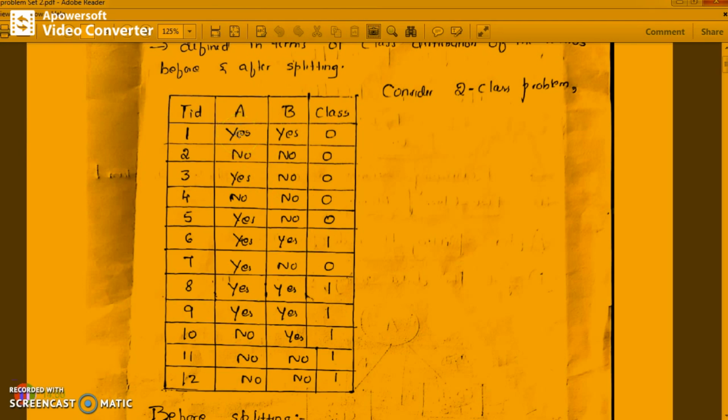A has only two values, yes or no, and attribute B also has two values, yes or no. So both are binary attributes. The class is also binary, it has only two classes, 0 and 1. Just see here how many records out of 12 are belonging to class 0. You can see 3, 4, 5, 6. There are total 6 records belonging to class 0, and the remaining 6 records are belonging to class 1. So before the split, there are total 6 records belonging to class 0 and 6 records belonging to class 1.